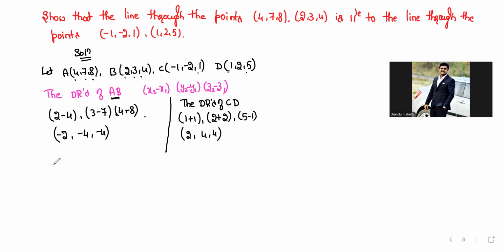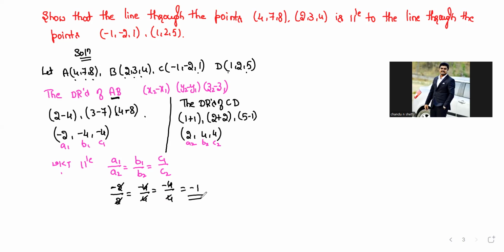Now we know that the parallel formula is a1 by a2 equal to b1 by b2 equal to c1 by c2, where a1, b1, c1 and a2, b2, c2. Clear, all of you? Now apply it: minus 2 by 2 equal to minus 4 by 4 equal to minus 4 by 4. So getting cancelled here, the answer is minus 1. So these are equal, so these 2 lines are parallel. Clear, all of you?